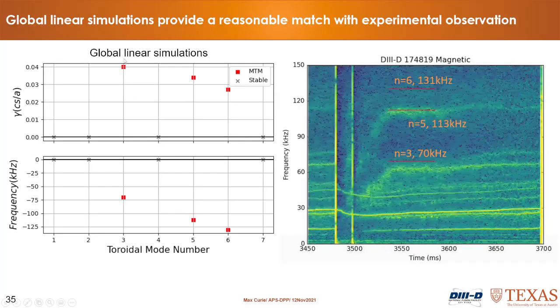We found that n equals 3, 5, and 6 are unstable, marked as red dots on the left-hand side. And the red horizontal lines are the frequencies for n equals 3, 5, and 6. As you can see, it matched quite nicely with the experiment. But it's quite obvious that n equals 6 doesn't have the experimentally observed fluctuations.